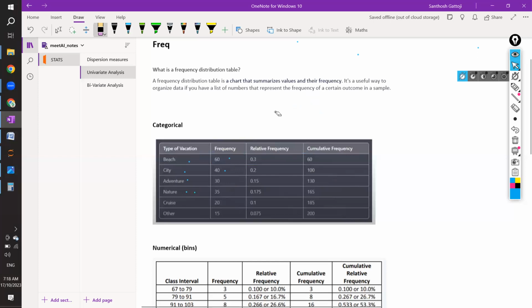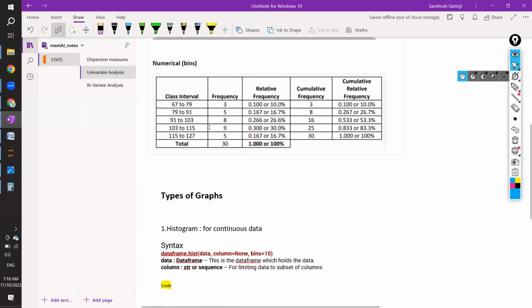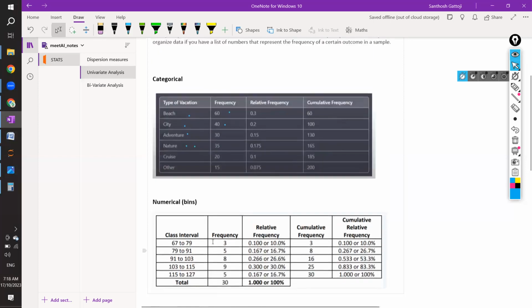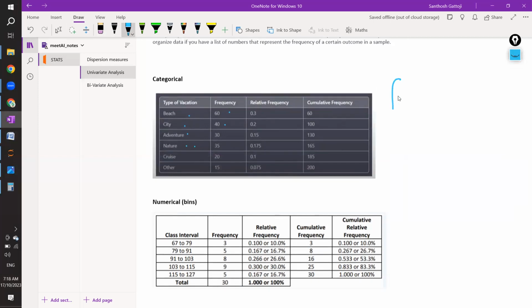So now, this is for categorical data. But now coming to numerical data, we have this, but here there is one very important thing to understand, Meghna. Just think, what did I say? I said frequency.